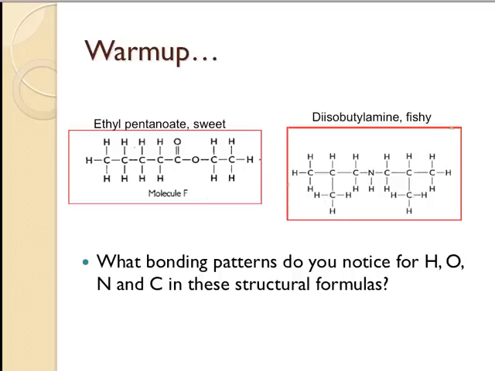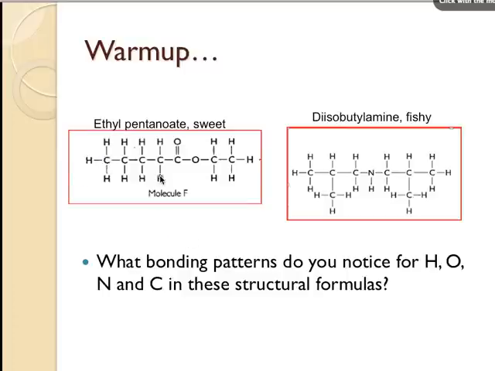So take a look at these two organic compounds, and you can pause the screencast and see if you notice any bonding patterns for hydrogen, oxygen, nitrogen, and carbon in these structural formulas. Pause it. Okay, so let's look at the structures.